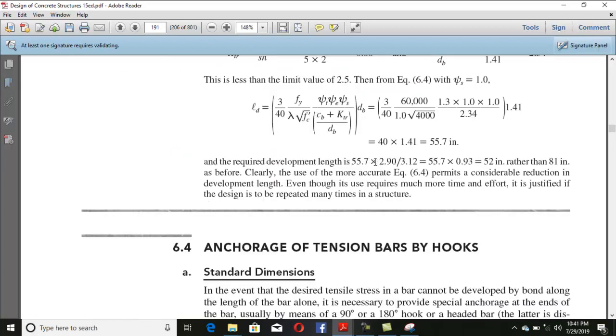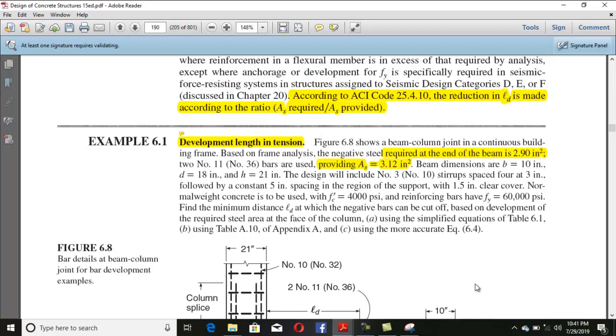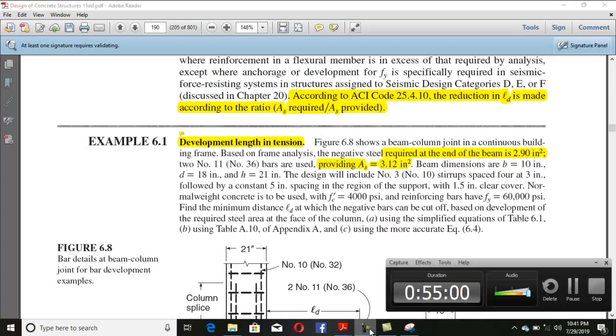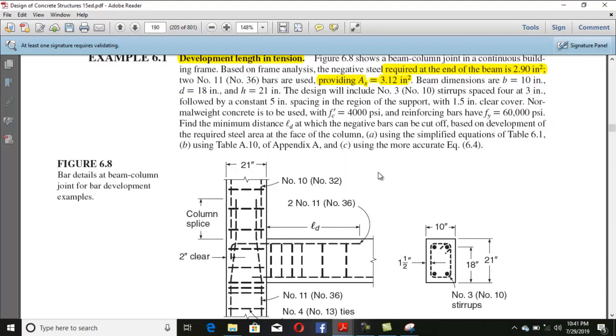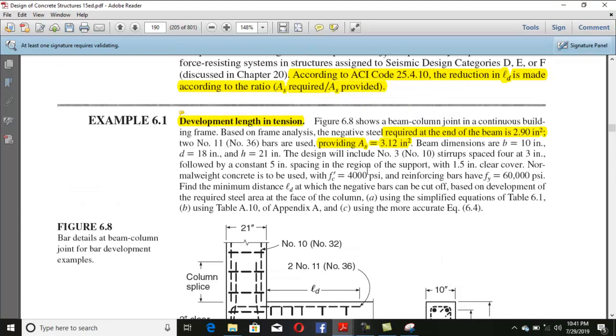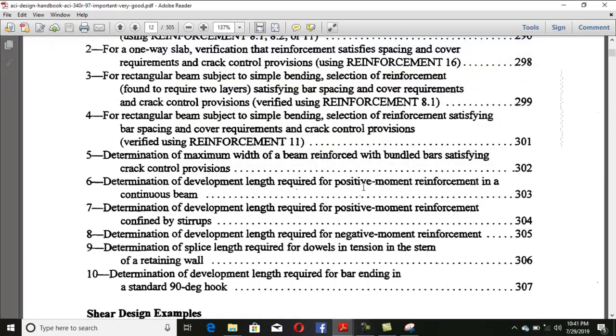So this is an example on development length. We will do this example in the next lecture, inshallah. I will explain this example, and I will also search other books as well.